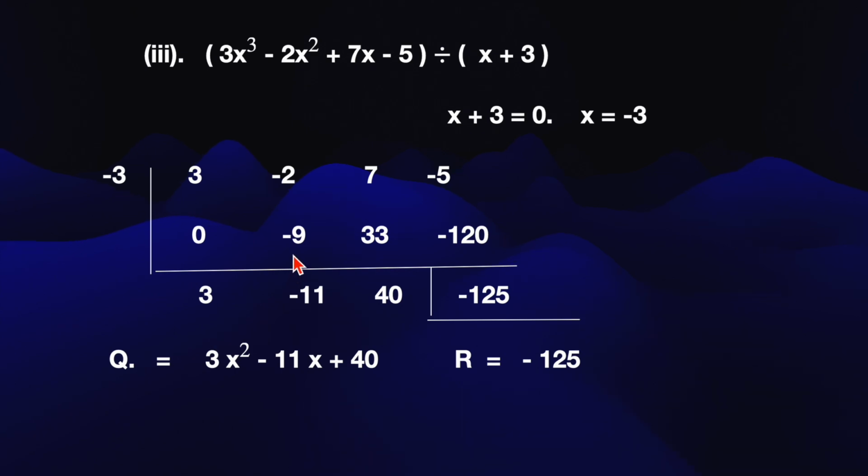Multiply this, minus 9. Now add again, you get minus 11. Multiply, you get 33. Add, you get 40. 40 into minus 3 is minus 120. Add it, you get minus 125. Okay, that's it. This is the remainder. This is the constant. This is the coefficient of x. And this is the coefficient of x square. So this is the quotient and this is the remainder.